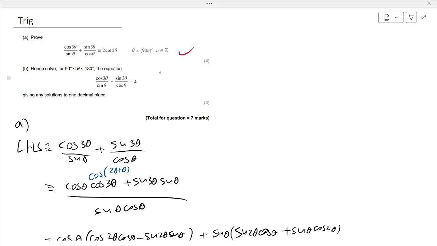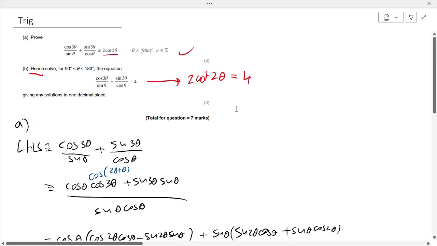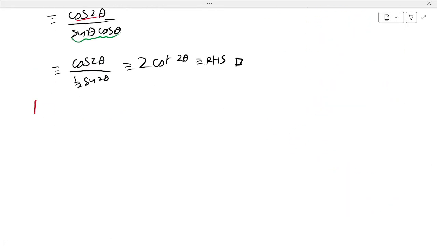When we look at part B, I mean, we see the word hence. It's a big clue, right? This part of the equation, at least, will be in the identity, and you just need to replace. So in my equation, if I see this expression on the left, and I know from the top that I can always replace that with 2 cot 2 theta because it's an identity, I'm going to replace in this equation. Oops. So instead of cos 3 theta over sine theta plus blah blah blah equaling 4, it's just going to be 2 cot 2 theta equals 4. There's my first mark as well. So 2 cot 2 theta equals 4.